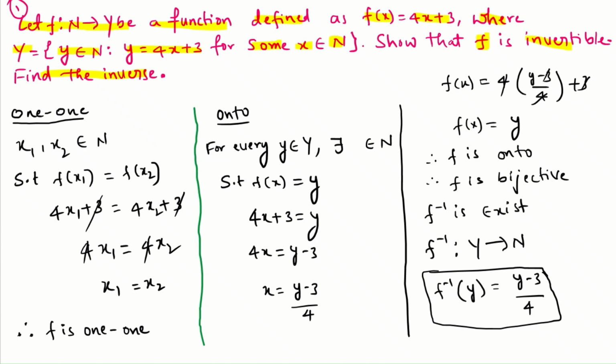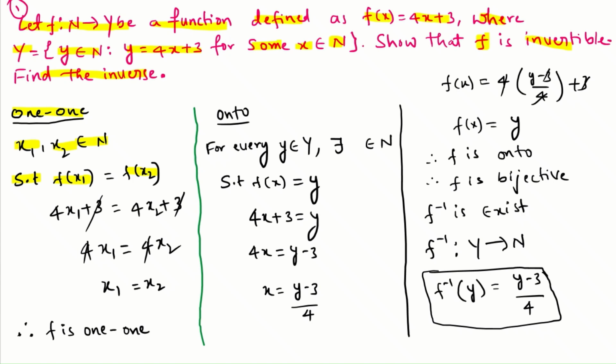Okay, we have to show that the function is invertible. First we have to show that it is a bijective function. In that, first one is one-one. I will take two elements x1 and x2 in the domain, that is the natural numbers, in such a way that their images are equal. f of x1 is equal to f of x2.